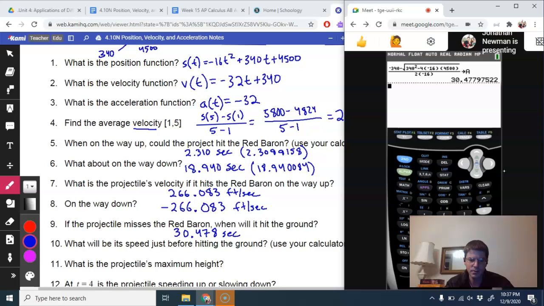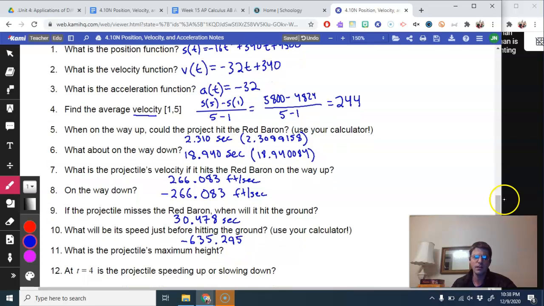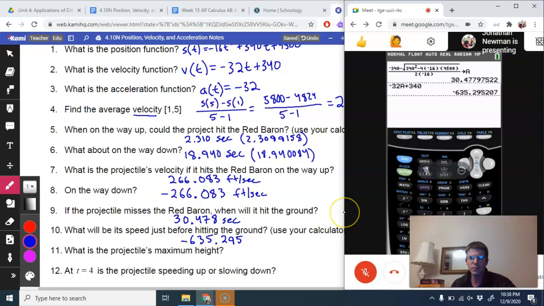And so now if I type in negative 32A, oops, not D, A, plus 340, you can also store it as X if you want to instead. There we go. We calculated. That was us holding all of the possible decimal places. So we have negative 635.295. Of course, you could write down all the decimal places and write them out, but that's a little bit faster in my opinion.